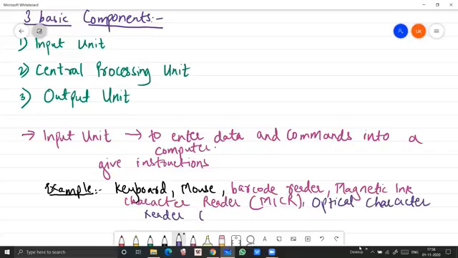Reader, OCR, etc. These are a few input units or input devices, which are used to give commands, to give instructions to the computer system. Another example of input devices is touch screens.